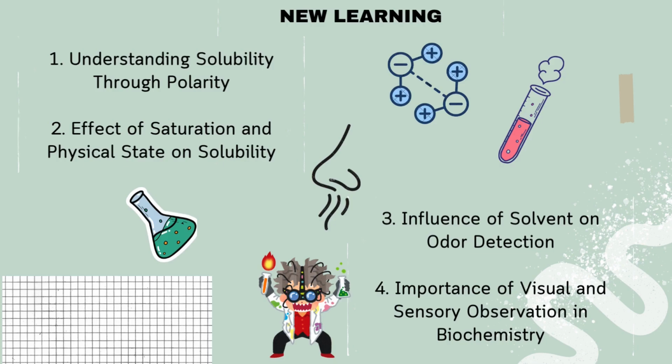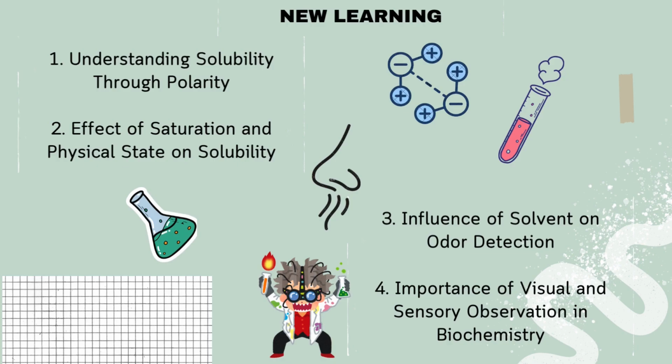Next, we saw how saturation and physical state of lipids can affect solubility. Solid lipids like ghee and shortening floated on water because of their low density and solid form, but they fully dissolve in toluene. This showed us that lipids' texture and structure influence how they interact with different solvents.